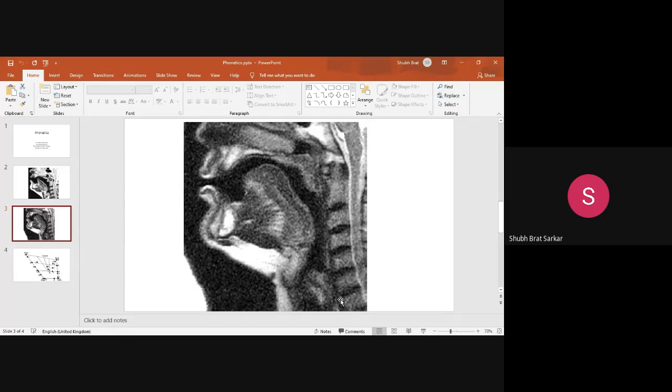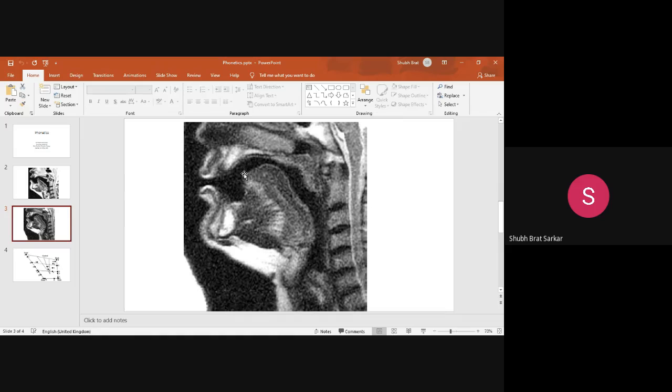Point number 2, all vowels are voiced sounds. That means there will always be a buzzing sound produced when the air is passing through the gap between the vocal cords. Point number 3, all the vowels are oral sounds. Because, as you see in the diagram, the soft palate is raised, and once it is raised, it blocks the nasal cavity. So air cannot pass through the nasal cavity. Therefore, the air that has passed through the vocal cords reaches the oral cavity.